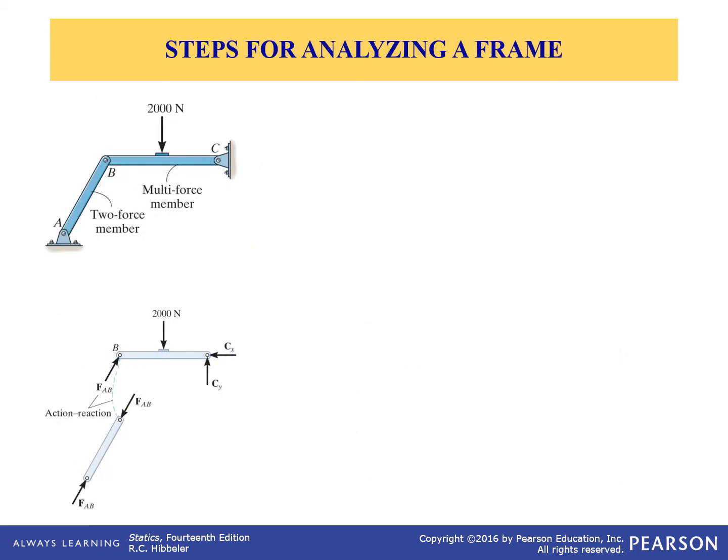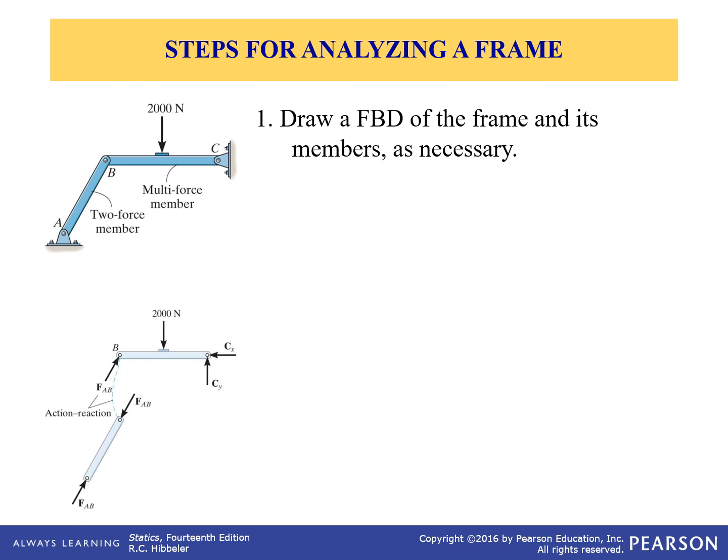So the key for analyzing a frame or a machine is you need to draw a free body diagram, which hopefully you're doing for everything by the time we get into chapter 6 here. However, you blow it apart. So in this case, we've got a simple frame. It would have been a truss if that 2,000 kilonewtons wasn't applied there. But with that 2,000 kilonewtons applied there, BC is now a multi-force member. So we blow it apart. So there's two pieces. There's the AB piece, there's the BC piece. We draw a free body diagram for each one of those pieces.